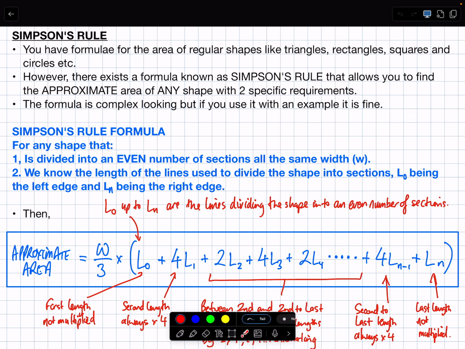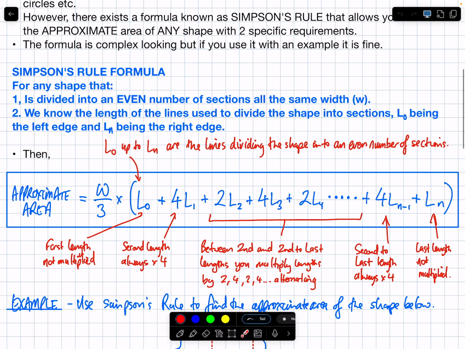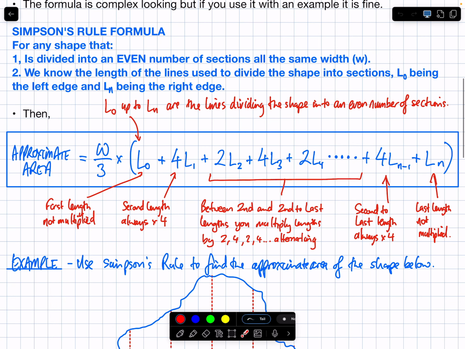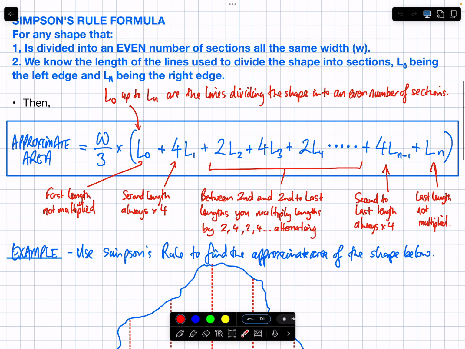However, there is a formula that allows you to find the area of any shape, but you have to meet two requirements. So this is the formula. Ignore this right now. That'll freak you out while you're writing it, but when we do it together, it's not too bad. Simpson's rule formula only works if the shape is, 1, divided into an even number of sections, and they all have to be the same width. So I need to slice it into an even number of pieces, and they all have to be the same distance across. That's 1.